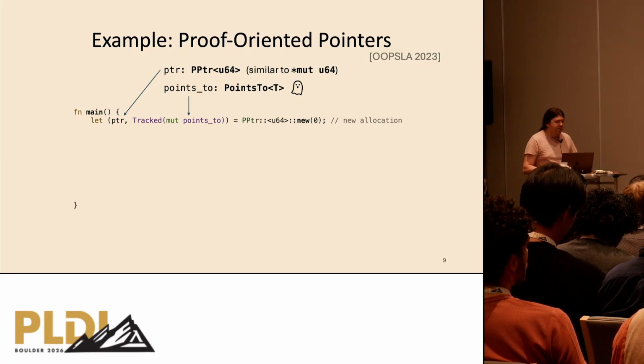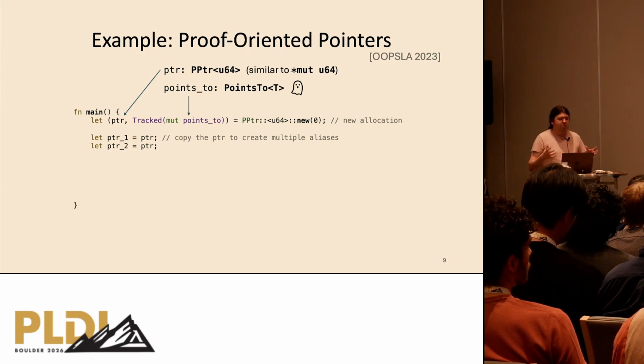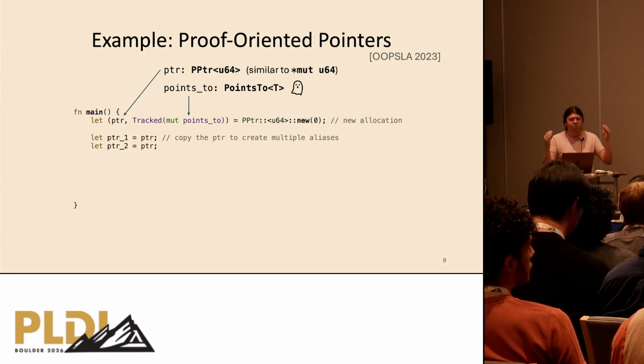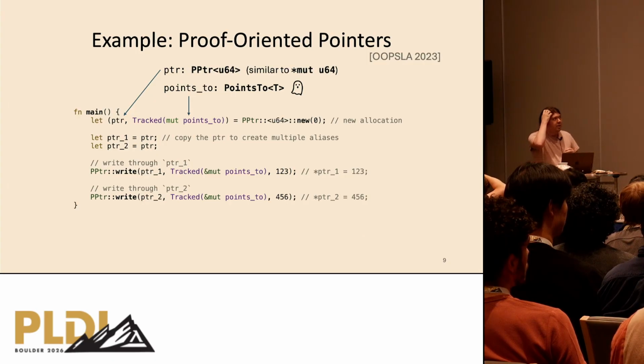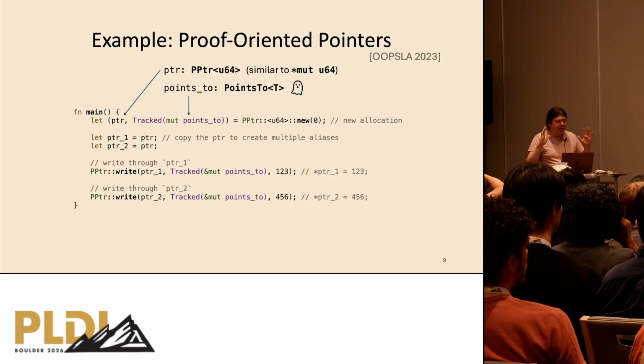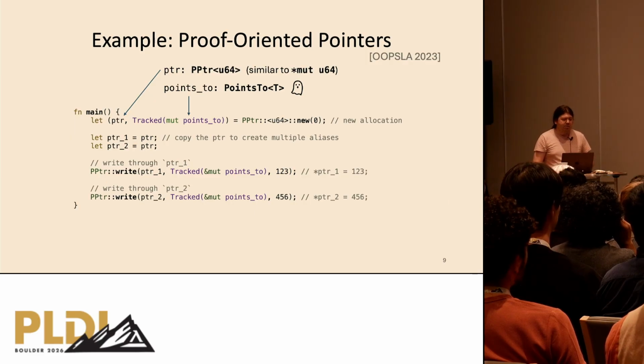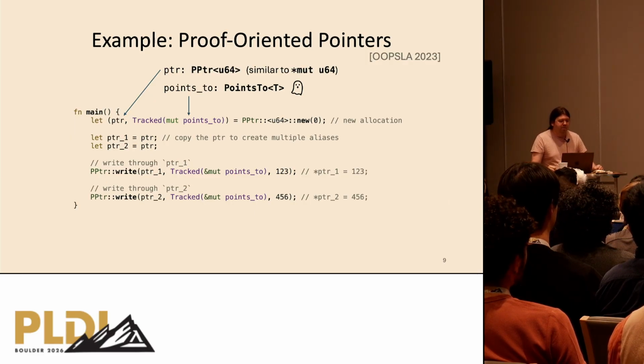So if we continue on with the example, I'm going to start by copying the pointer twice here. So we now have the two pointers that alias the pointer. And then we're going to write to pointer 1, and then we're going to write to pointer 2. So here I am wantonly violating AXM because we have two aliasing pointers and we're writing to both of them.